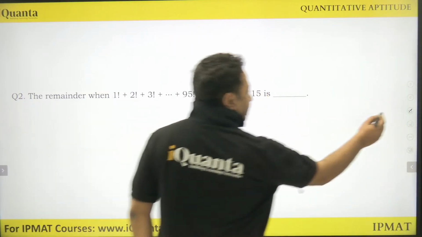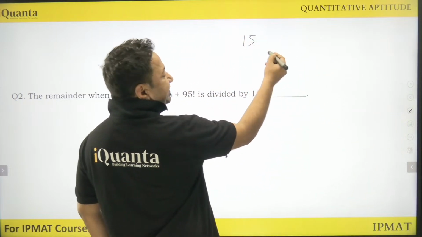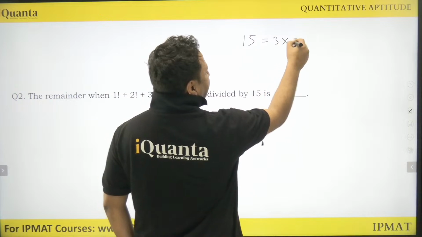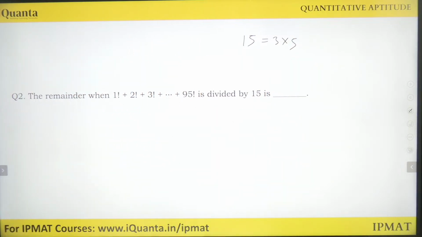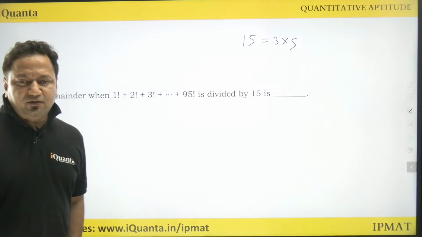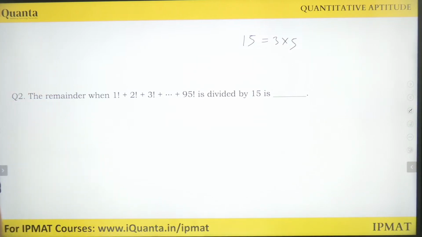15 is nothing but, what is 15 in prime factorized form? It is 3 multiplied by 5. So basically, any number which in its prime factorized form has a pair of 3 and 5 both will be a multiple of 15, yes or no? Understood? Can we say that if I write a number in its prime factorized form and I get a pair of 3 and 5, it will definitely be a multiple of 15.